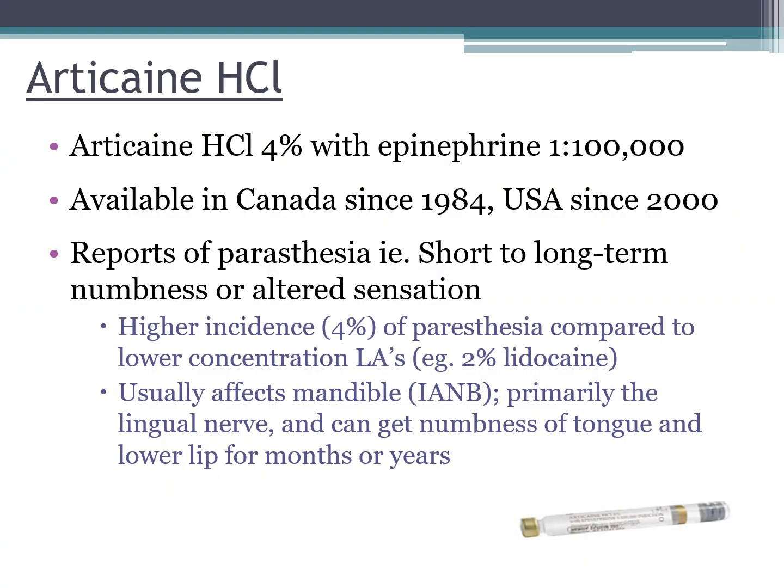Articaine. Let's talk about articaine first. Now, articaine HCl 4% comes with epinephrine 1 in 100,000. It is available in Canada, but there are reports of paresthesia, short to long-term numbness or altered sensation. Usually it affects the mandible, the IANB, primarily the lingual nerve, and it can get numbness of the tongue and lower lip for months or even years.